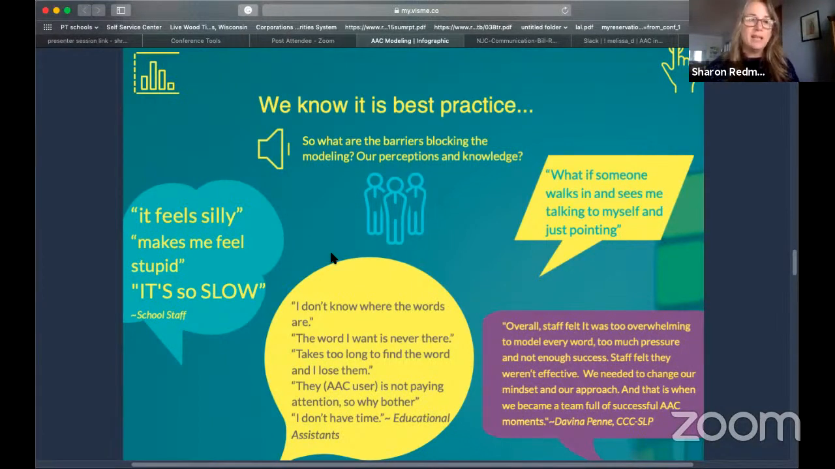So this whole idea of "it feels silly, it makes me feel stupid, it's so slow." We really had to look at this perception as being a barrier and how to deal with these perceptions. And so sitting down and really exploring this with my staff and acknowledging that yes, it does feel silly, it is slow. And we really have to think about that. Like, let's put ourselves in their place and say, well, how do our students feel? Do you think it makes them feel a little silly? Do you think it is slow for them?